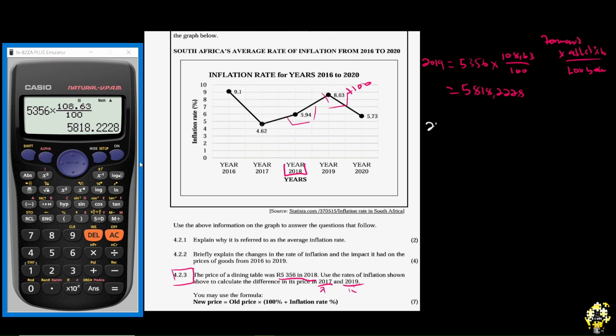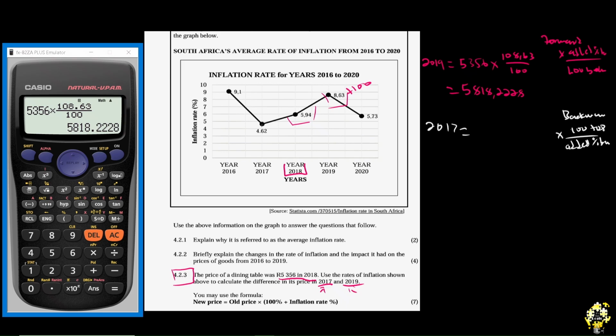Now, let's use a different one. We also need to know what the price was in 2017. In 2017, we are going backwards. Since we are going backwards, we already know that we must multiply by 100 on top and you put the added percentage below.